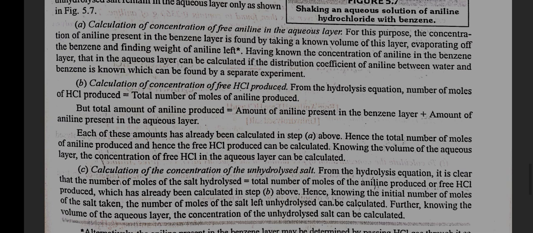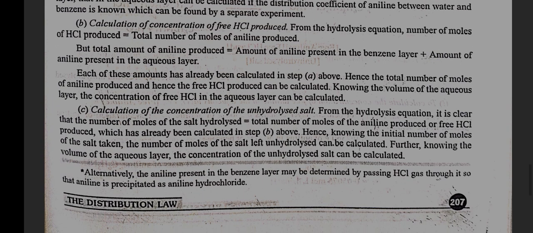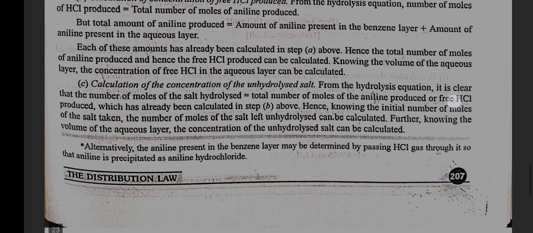B. Calculation of concentration of free HCl produced. From the hydrolysis equation, the number of moles of HCl produced is equal to the total number of moles of aniline produced. But the total amount of aniline produced is equal to the amount of aniline present in the benzene layer plus the amount of aniline present in the aqueous layer. Each of these amounts has already been calculated in step A above. Hence, the total number of moles of aniline produced, and hence the free HCl produced, can be calculated. Knowing the volume of the aqueous layer, the concentration of free HCl in the aqueous layer can be calculated.